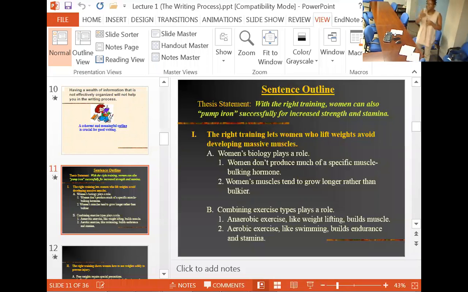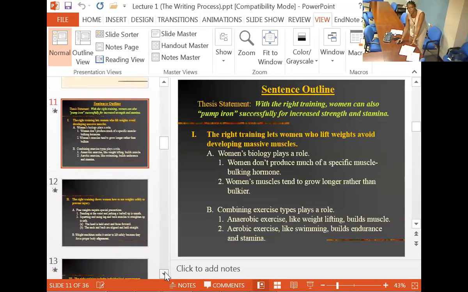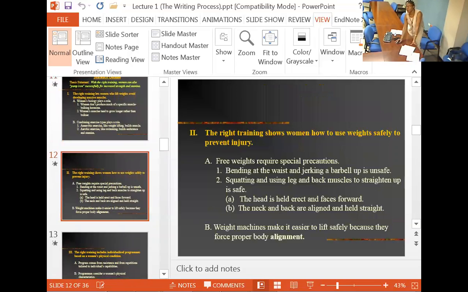Is that bit of information going to be necessary right where it is? And then in the next, it says combining exercise types plays a role. Anaerobic exercise, like weightlifting, builds muscles. Aerobic exercise, like swimming, builds endurance and stamina. Again, these are examples of how doing the right type of exercise will have a particular type of effect. We could go through the rest of the slides and you will see that each paragraph is developed along the same line. It tells you what the topic sentence or main idea is in that paragraph, and then it indicates what the supporting ideas would be.